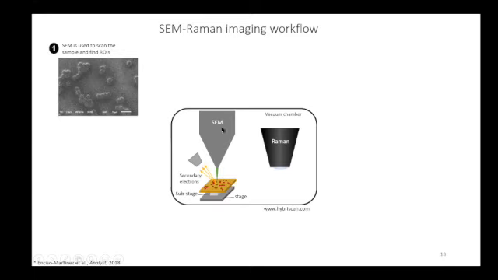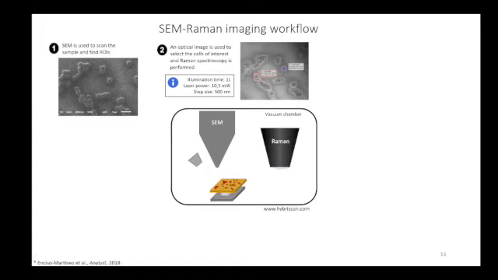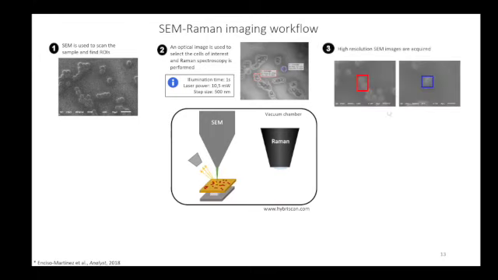Then we use a Raman microscope that is embedded in the vacuum chamber of the scanning electron microscope. And then we can move to that region of interest. We can move our sample under the Raman objective. And there we can take a bright field image and select the cells of interest or the particles of interest. And then we scan the sample and we obtain the Raman spectrum. So we obtain a single Raman spectrum per pixel. And then we can move back to the SEM and take a high resolution SEM image.